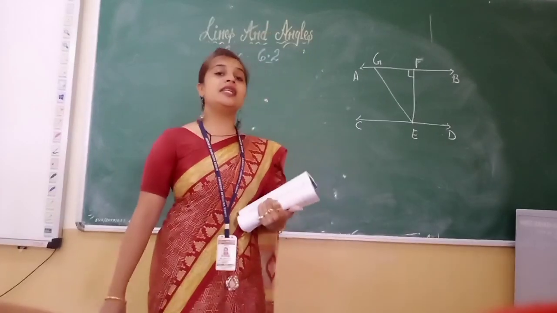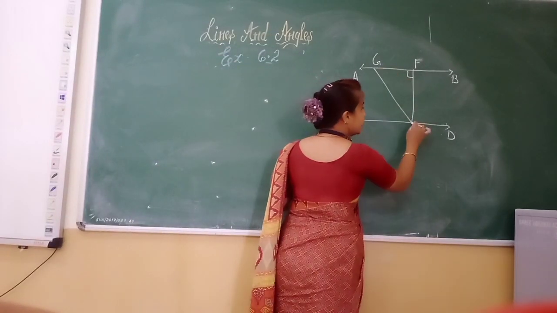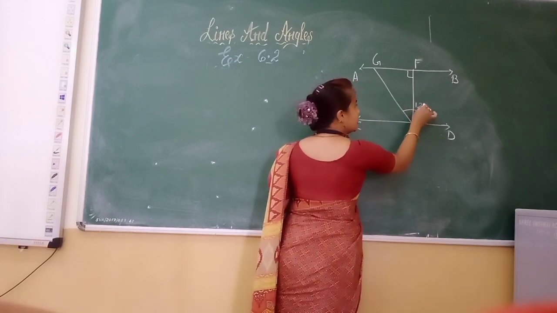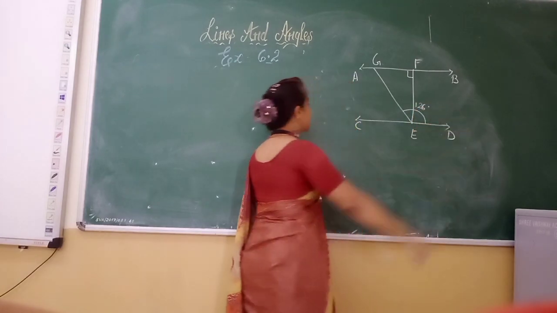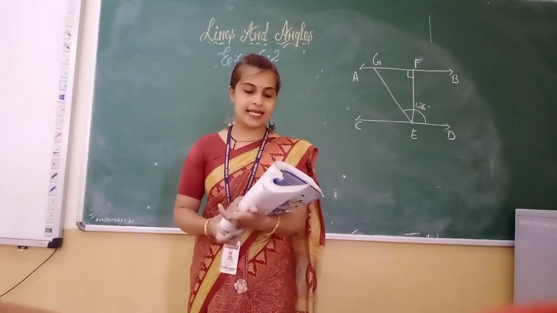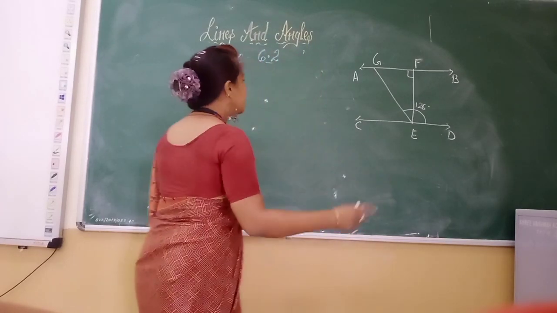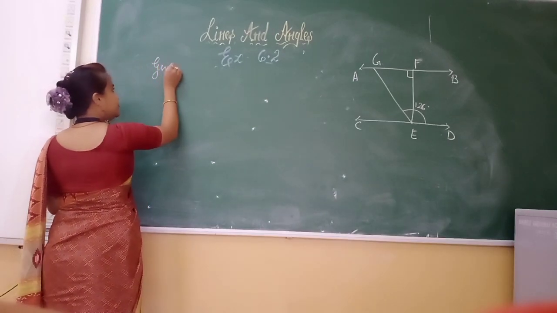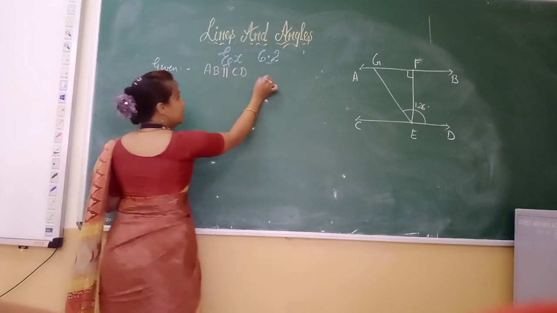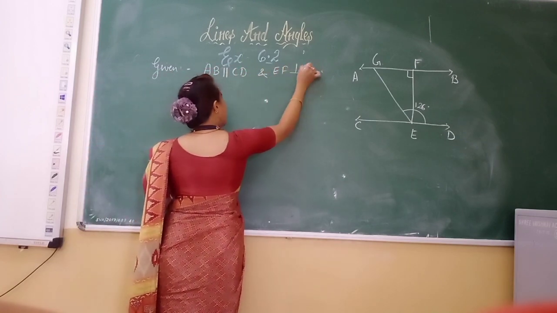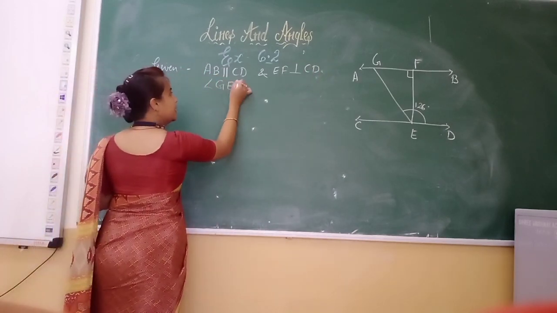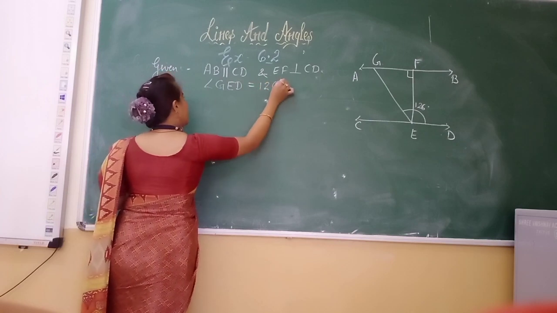Also angle GED, the whole angle, this full angle is equals to 126 degree. ये given है यहाँ पर कि GED की measurement है 126 degree. Then we have to find out three values. Given thing: AB parallel to CD and EF perpendicular on CD. Angle GED is also equals to 126 degree.